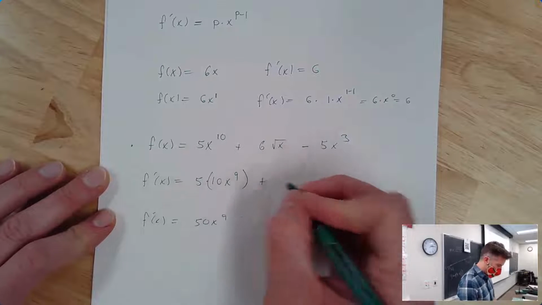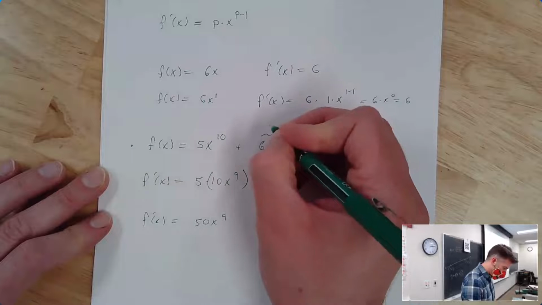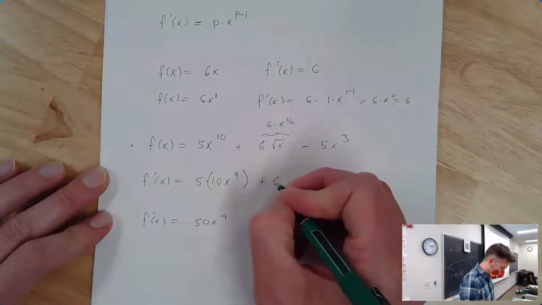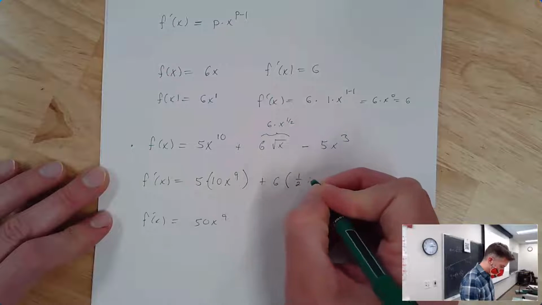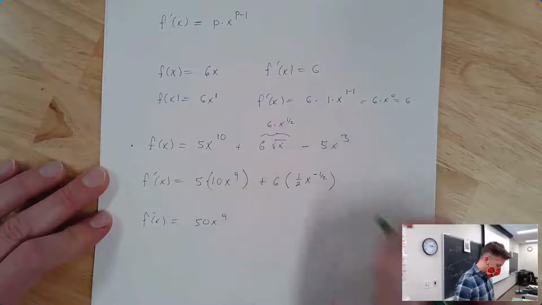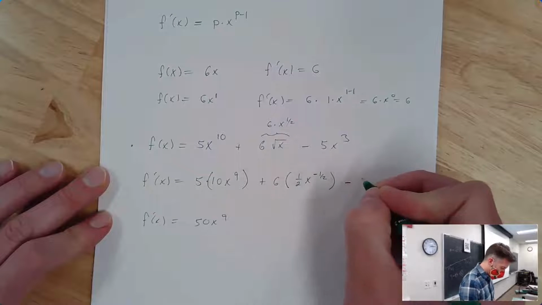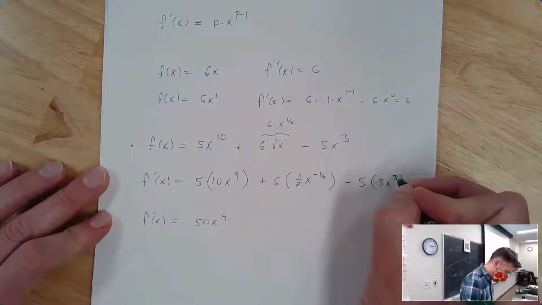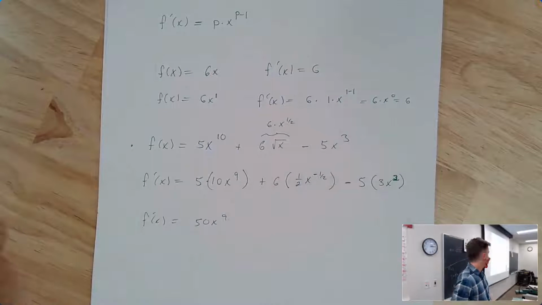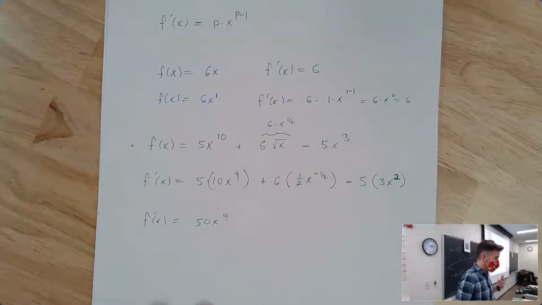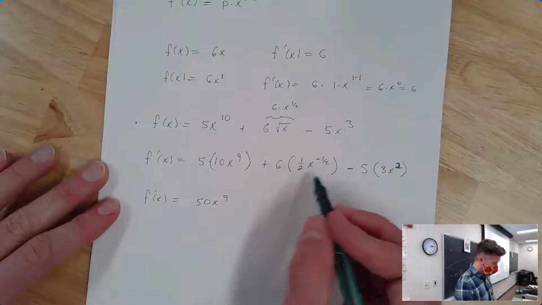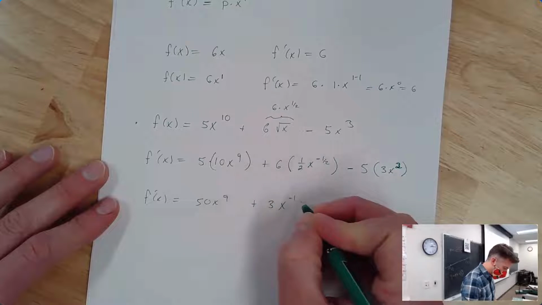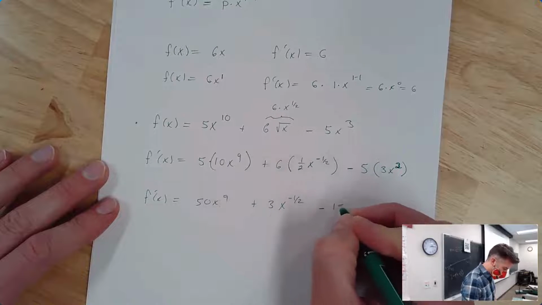In a similar way, this is 6 times x to the 1/2. And the derivative is going to be 6 times 1/2 times x to the negative 1/2. And then over here, you're going to have a minus 5 times the derivative of x cubed, which is 3x squared. So for each of those, I'm just using the power rule, and then I'm going to multiply by this constant multiple. So this is going to simplify to 3x to the negative 1/2 minus 15x squared.